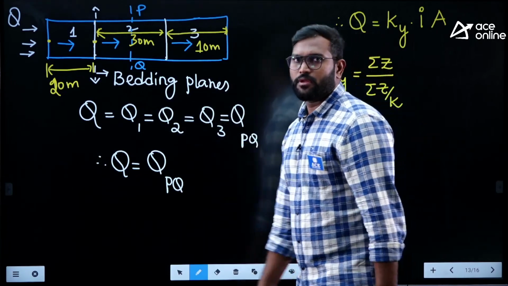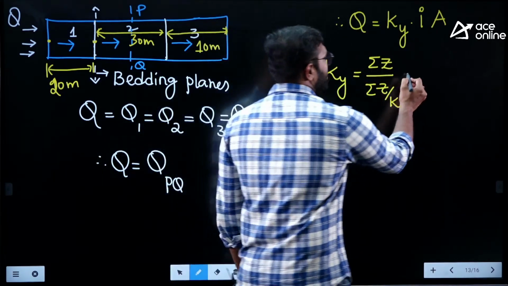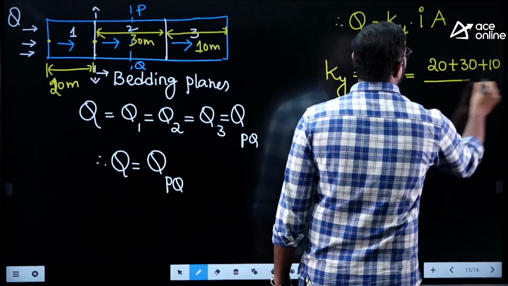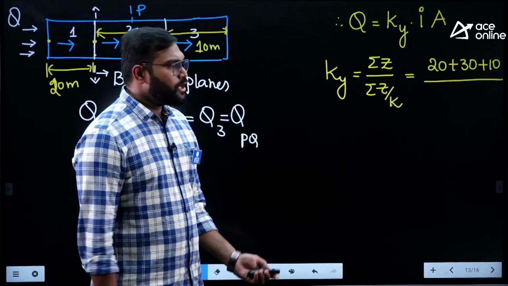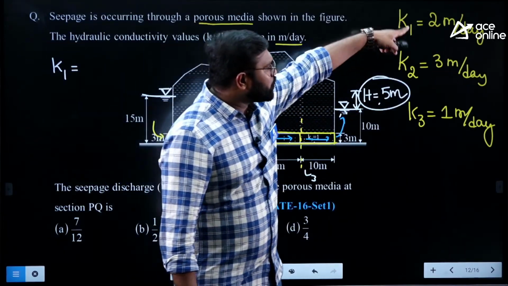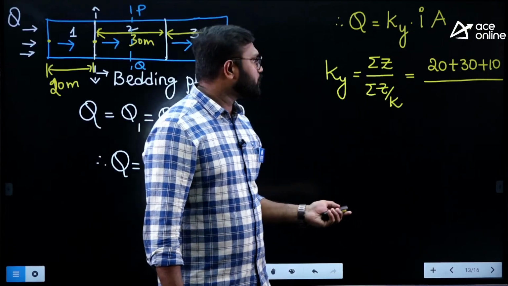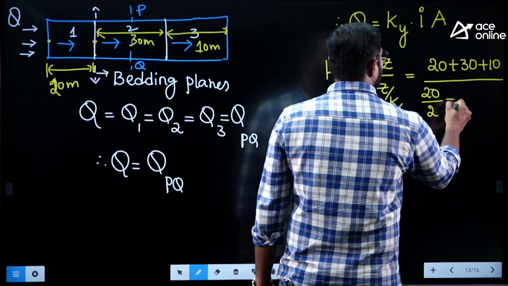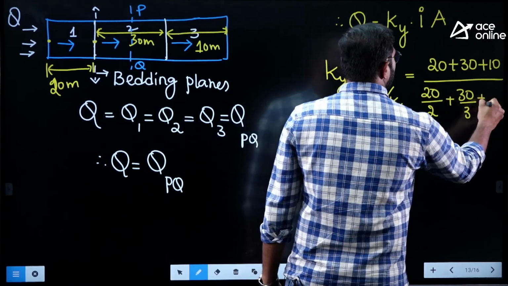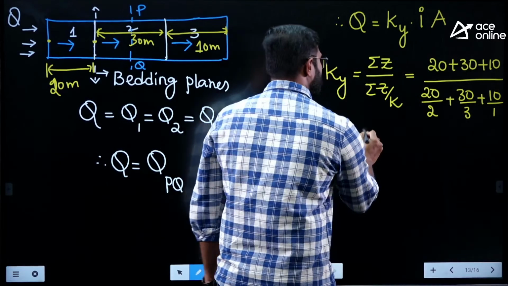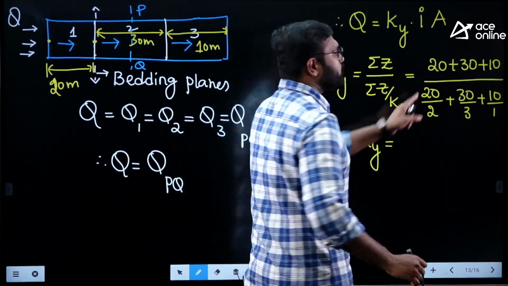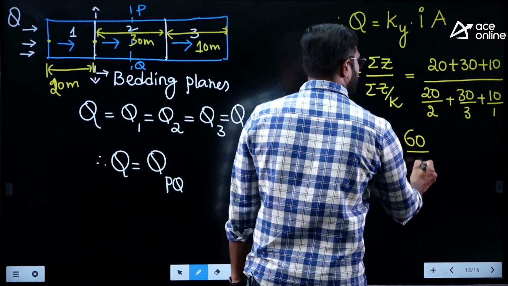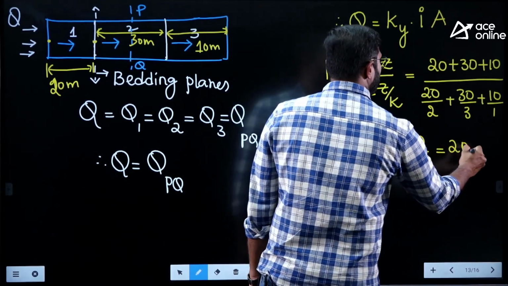Add upon all those. So what is sigma z? 20 plus 30 plus 10 by z by k. So I have given you the k1, k2, k3 as 1. Z by k: 20 by 2 plus 30 by 3 plus 10 by 1. So what is the ky that we got? 20 plus 30 plus 10, 60 by 30, which is equal to 2 meter per day.